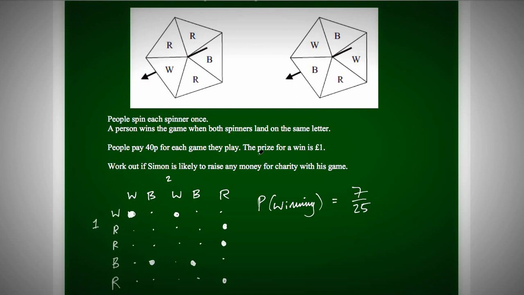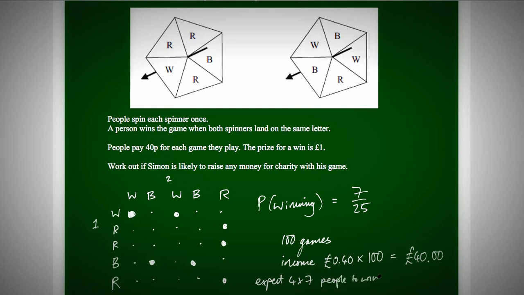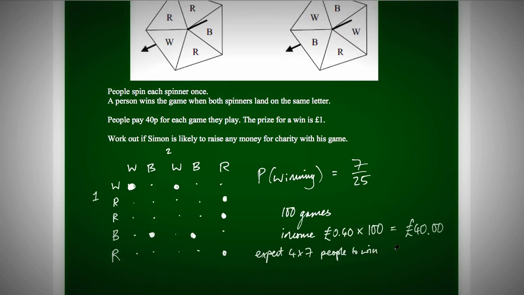People pay 40p for each game they play, and the prize for a win is £1. So let's say that we've got 100 games happening. Income would be 40p times the 100 games. So £40. In 100 games, I'd expect this to happen 4 times, so 4 times 7 people to win. And that's 28 people to win.